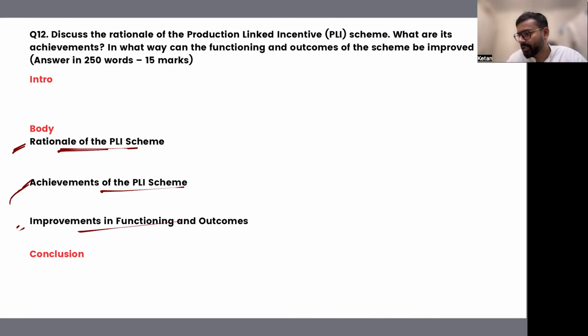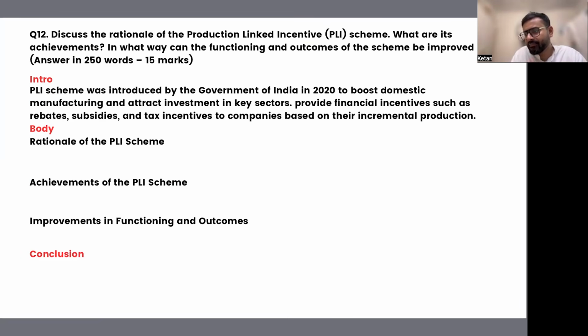Okay. Now, again, in the introduction, because this has introduced a term, production linked incentive scheme, you can start by defining what exactly the PLI scheme is. So I think you can write, PLI scheme introduced by the government of India. If you know the year also, well and good, in 2022, but at least you should know what the PLI scheme is doing. It was introduced to boost domestic manufacturing and attract investment in certain key sectors, right? There were 13, 14 key sectors that the government identified in which the PLI scheme was implemented.